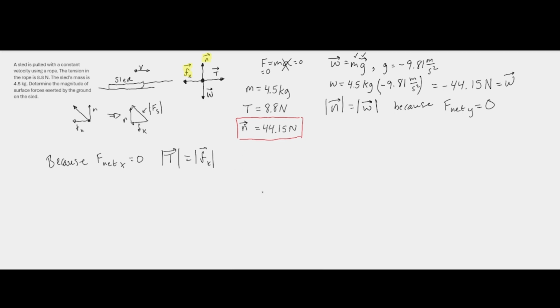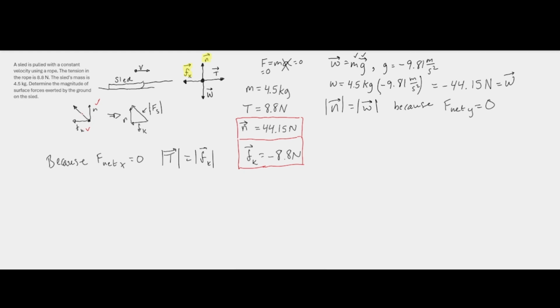So I know T. T is in the positive x direction. It's 8.8 newtons. So the force of kinetic friction is the negative of T. So this is negative 8.8 newtons. And that is the second piece we need to find the magnitude of the surface forces. We now have both components. We have the normal force and we have the force of kinetic friction.